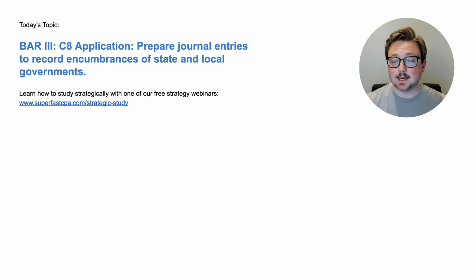I'm Logan, and in today's video, we're going to be going over bar area 3. This is section C8, and this is an application topic. It's to prepare journal entries to record encumbrances of state and local governments. And by the way, this is the very last blueprint task in the entire bar blueprint. So this is the last bar video that we're going to be doing for a while.